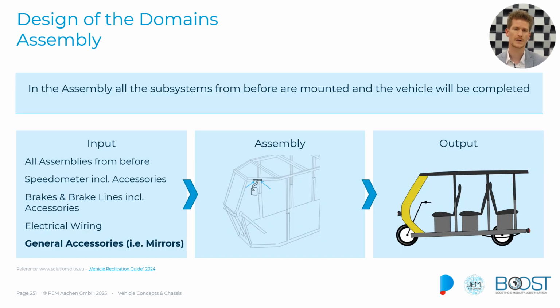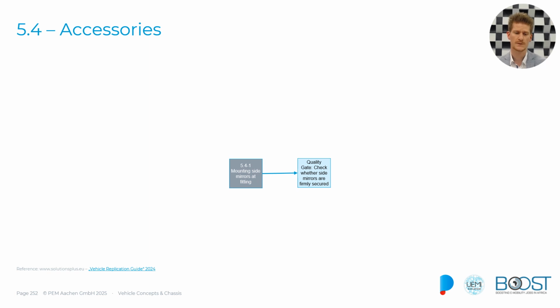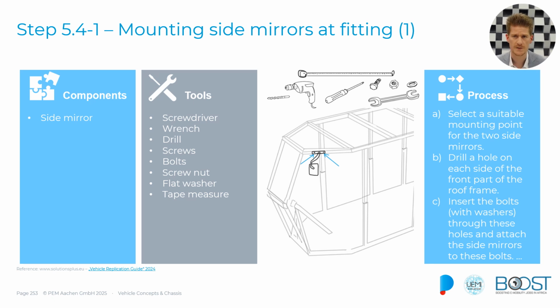Now, the last part of the assembly, the general accessories. The process is very simple. Since we can't describe everything here, it's just the mounting side for mirrors, but it would be anything else that you want to mount. The mirrors are just an example at this point. In some countries, the mirrors might be compulsory. In some, it might just be something additional you want to have.